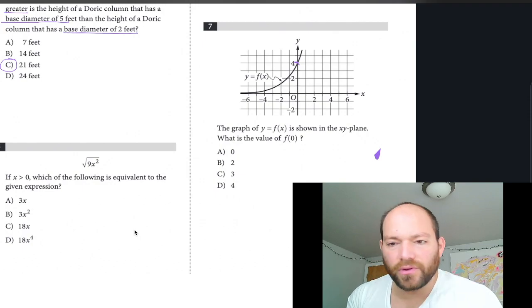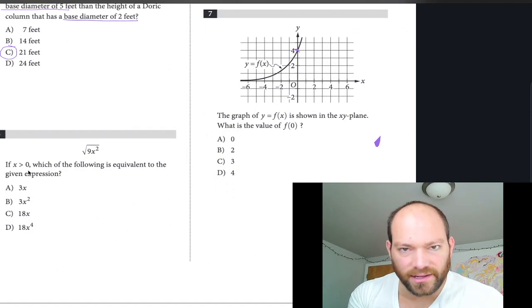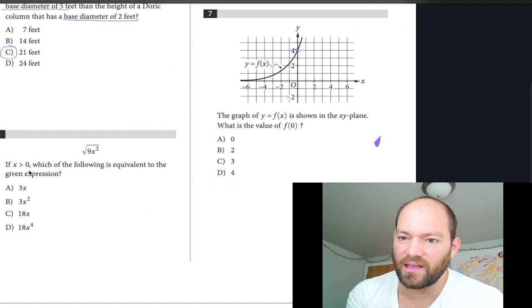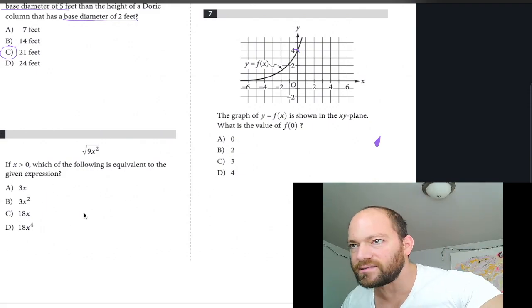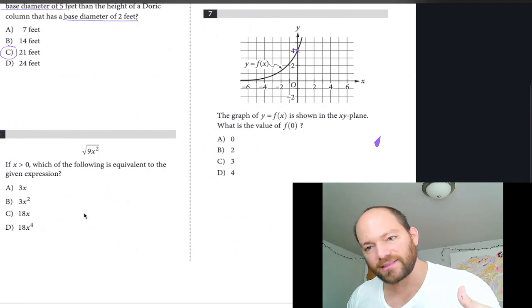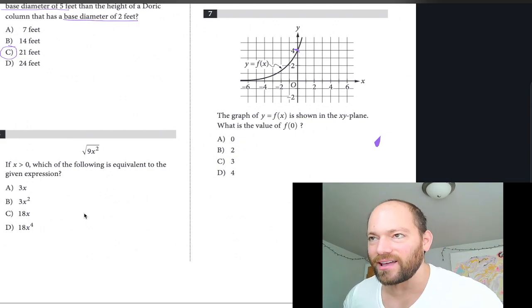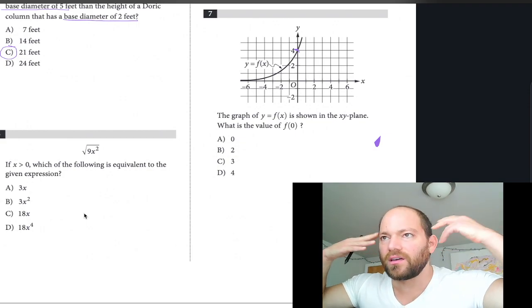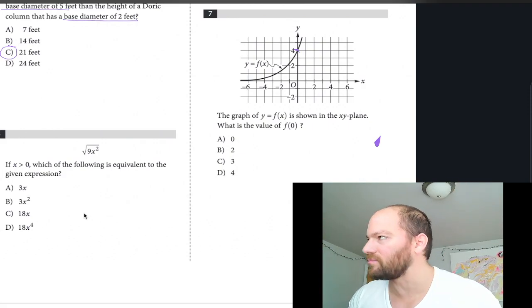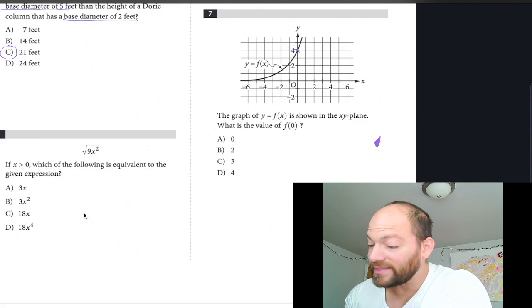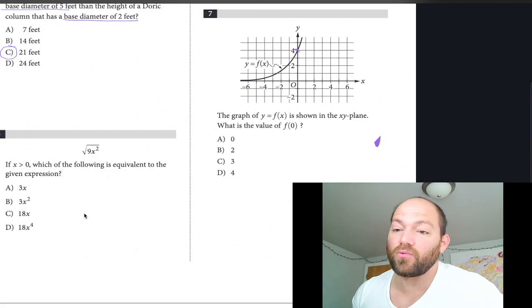Number 5 over here. If x is positive, I always pronounce this kind of stuff in English. When I see x is greater than 0, I say positive. When I say x is less than 0, I say negative. It helps my brain more understand what's happening, the more words I use in my brain. I don't know if you're like that or not, but I like to think in words.